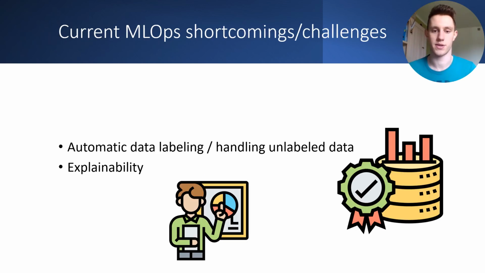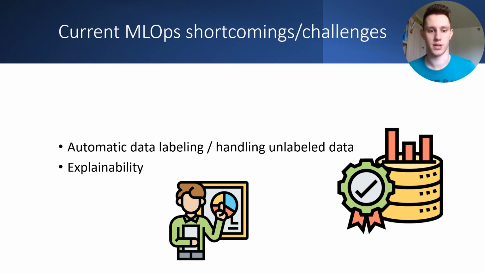Because MLOps is quite a new practice, there are still some shortcomings and challenges. The first challenge is automatic data labeling, because it is easy to collect data, but not so easy to have this data labeled. There are two ways to handle this. Either you find a way to automatically label this data, or you find a way to handle this unlabeled data, for example, just use it to improve your model.